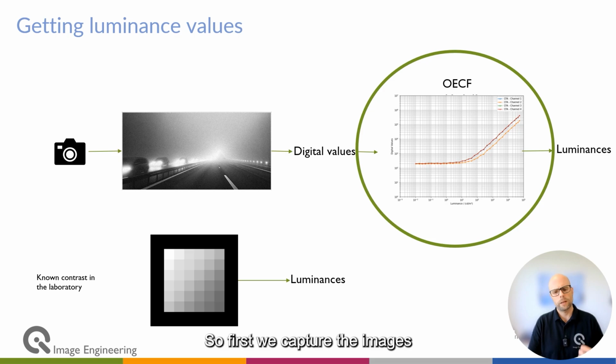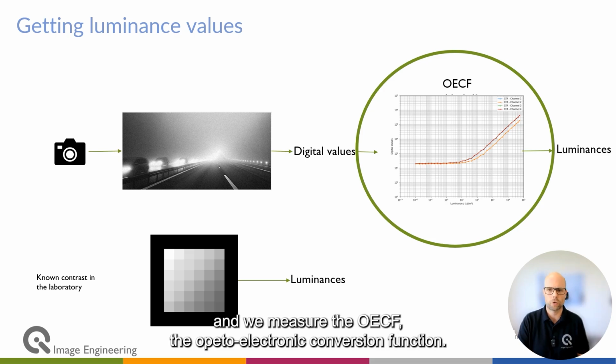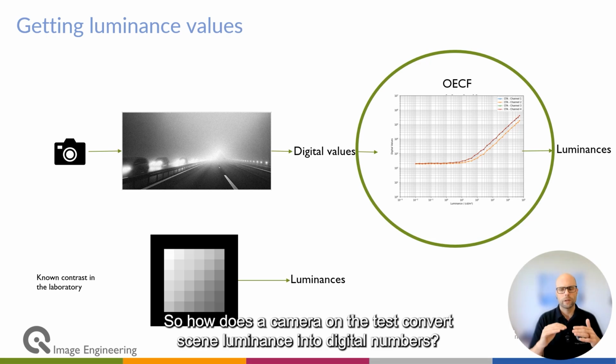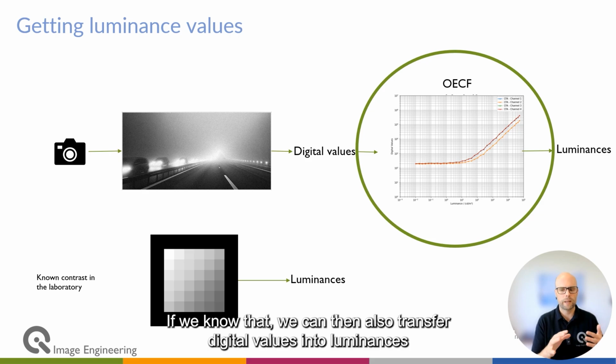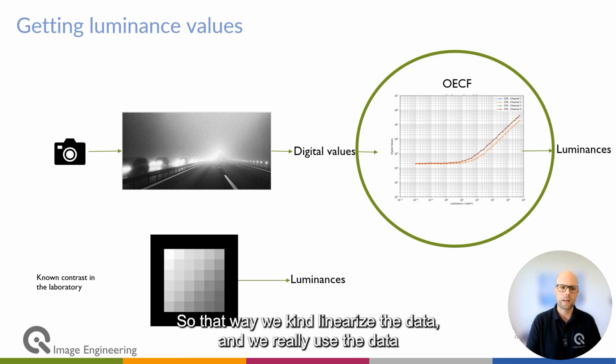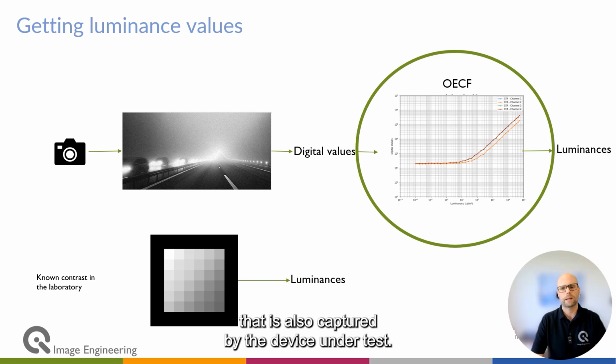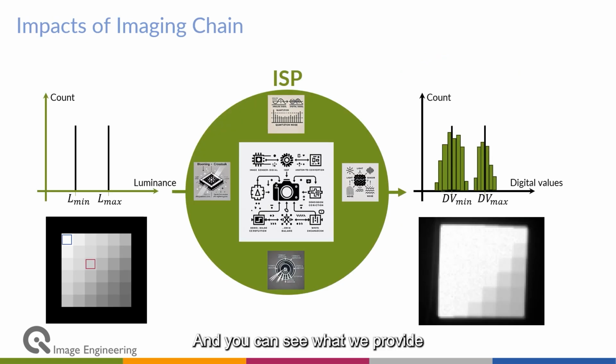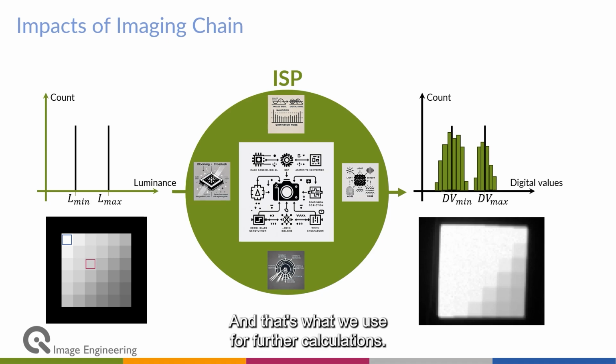So first, we capture the images and we measure the OECF, the optoelectronic conversion function. So how does the camera under test convert scene luminance into digital numbers? If we know that, we can then also transfer digital values into luminances and perform the measurement in the luminance space. So we linearize the data, and we really use the data that is captured by the device under test. Technically, what we provide to the camera, the ISP and the entire camera, is two inputs: the lower luminance, L-min, and the higher luminance, L-max. That is transferred to the camera, and that gives us two distributions. Due to noise, or any processing in the ISP or in the imager, that gives two distributions, and that's what we use for further calculation.